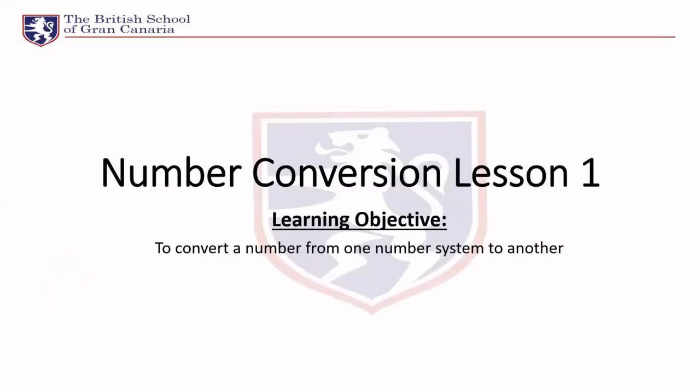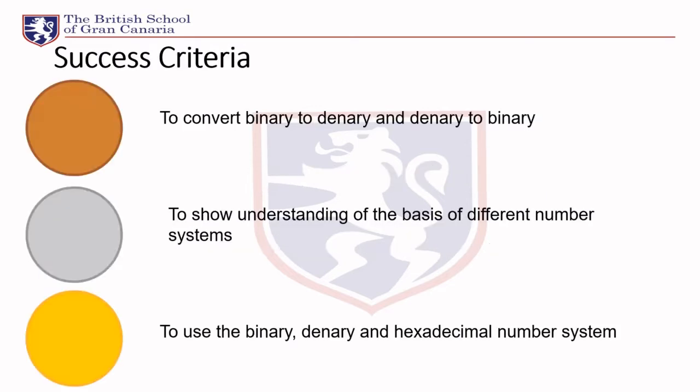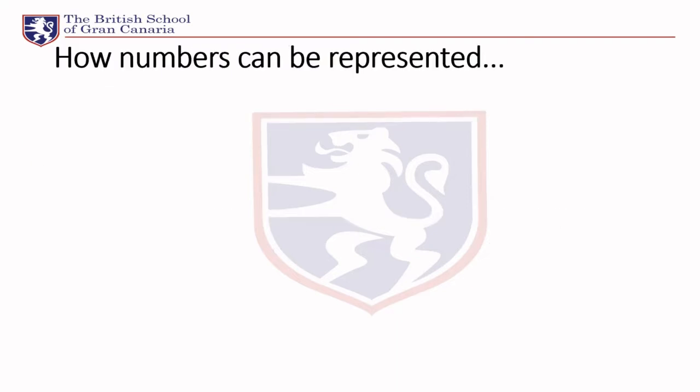Now, we're going to look at number conversion, lesson 1. You're going to convert numbers from one number system to another. You're going to convert binary numbers to denary, and denary to binary. Some of you may remember doing this in year 9, but we're going to go a little deeper, and as the lessons go on, go even further in. We're going to show understanding of the basis of different number systems, and we're going to use binary, denary, and hexadecimal number systems. Okay, so how can numbers be represented?